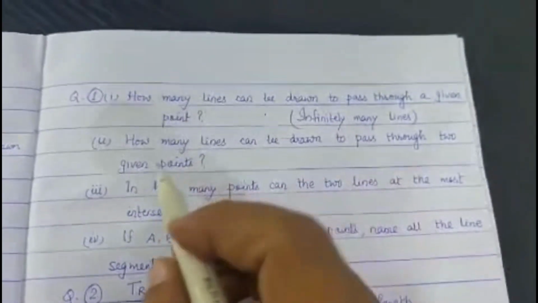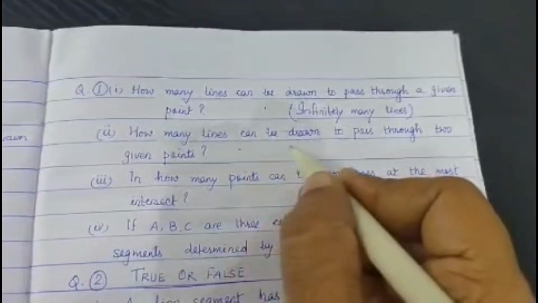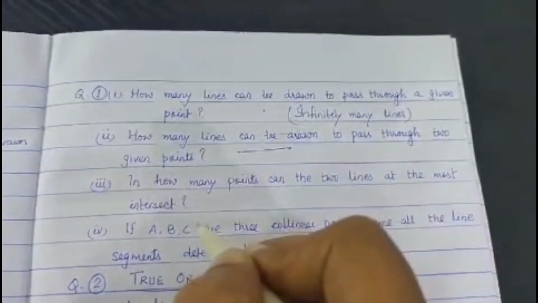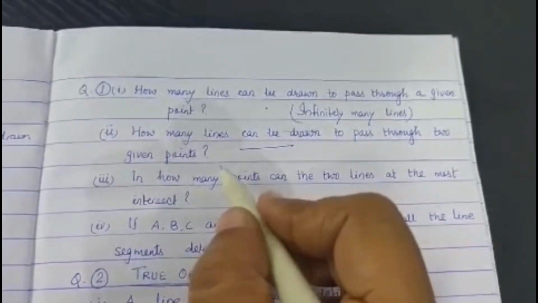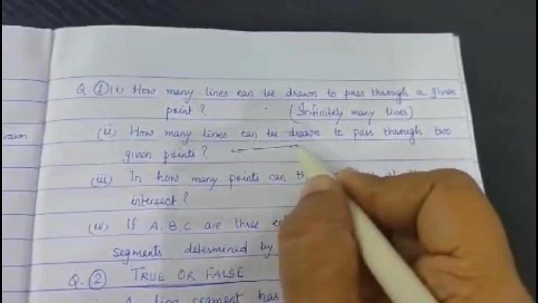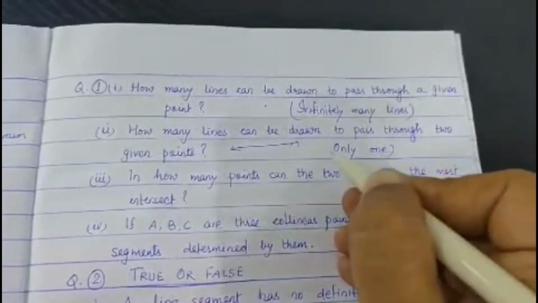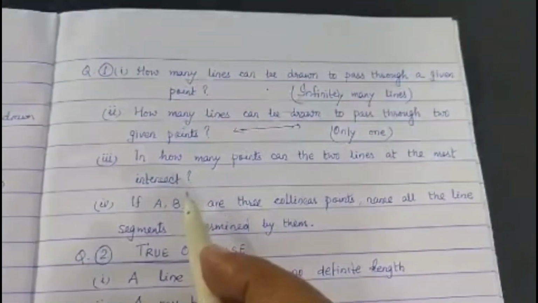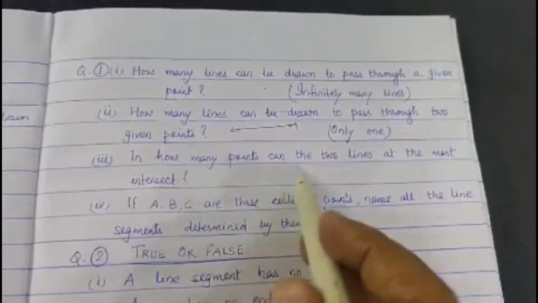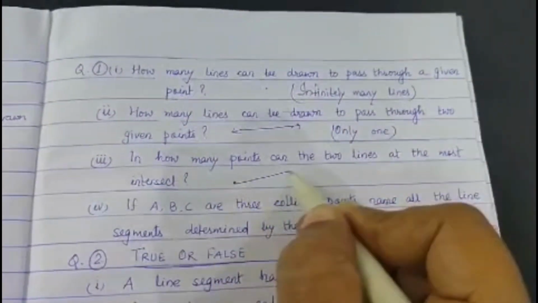The second one is, how many lines can be drawn to pass through two given points? Through two given points we can draw only one line. So the answer is only one. Now the third one is, in how many points can two lines at the most intersect? Suppose these are the two lines.